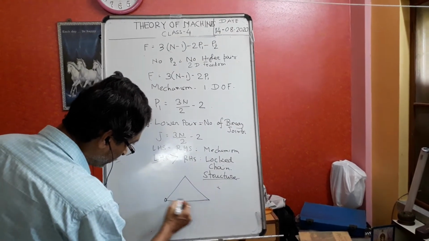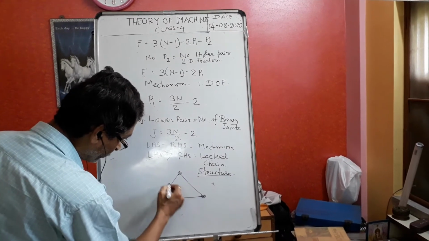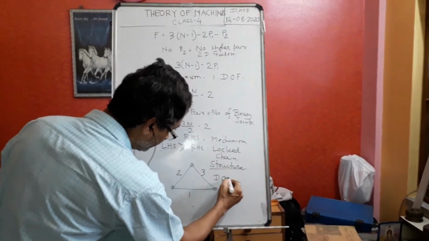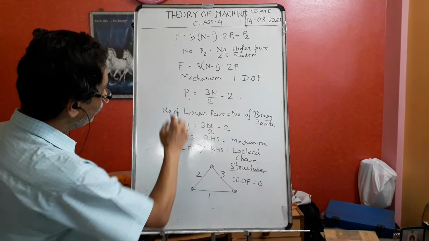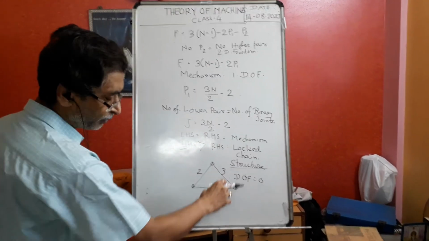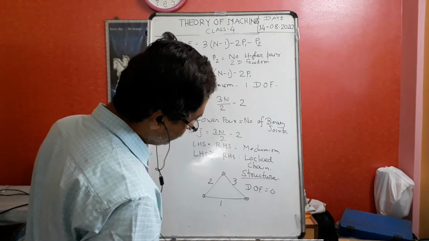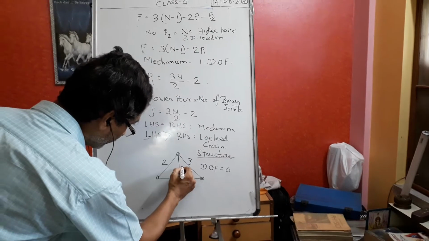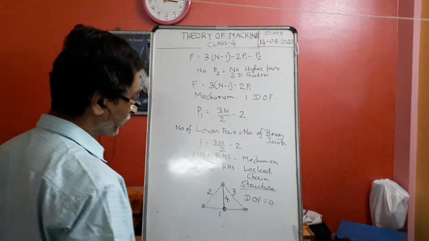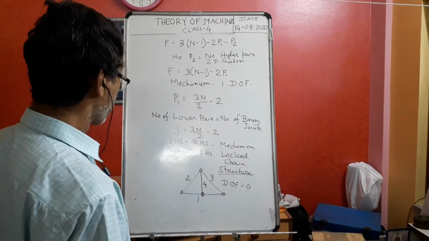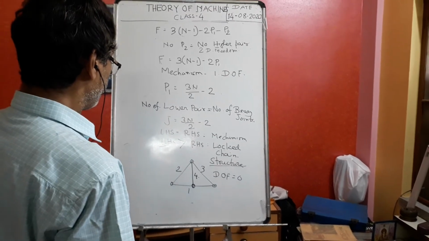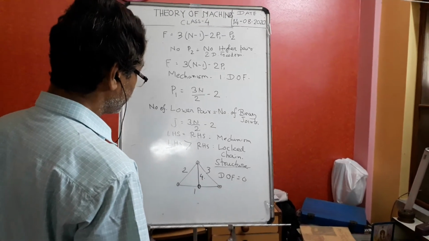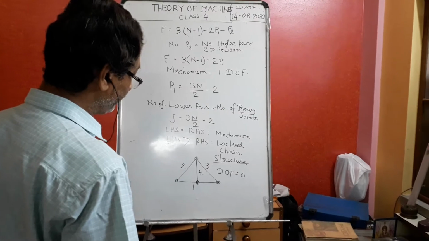Suppose I am showing you. In the last class I showed you, if there are 3 links, 1, 2, 3, what degree of freedom did we find? 0. You put the equation there and you will find the degree of freedom is 0. Now I put another link here, link 4. I put another link here. Then this is a structure. Then what will happen?